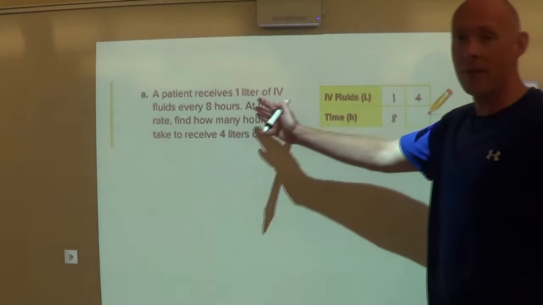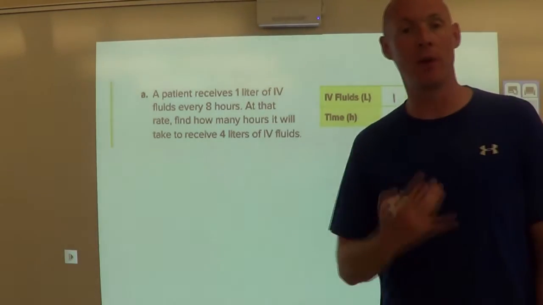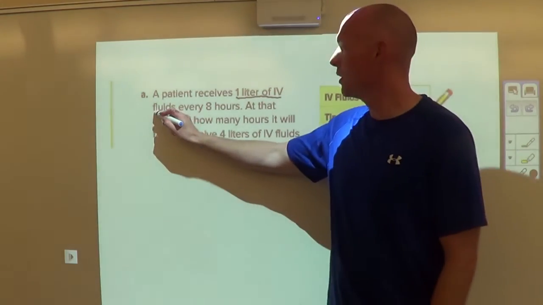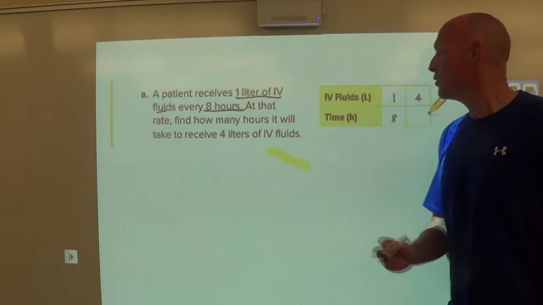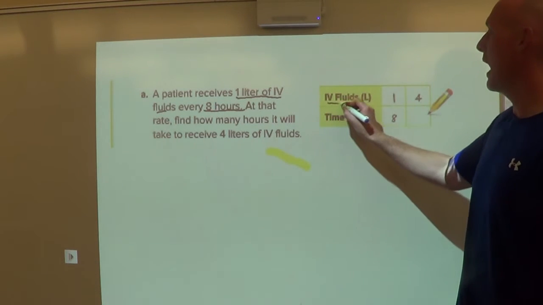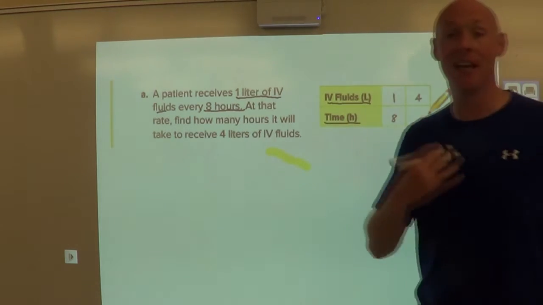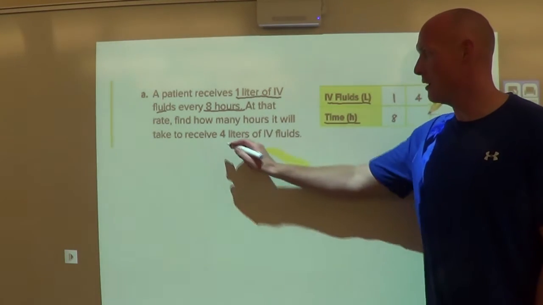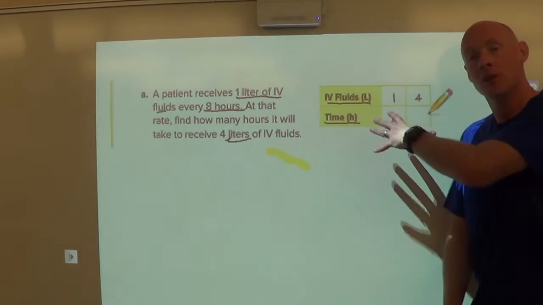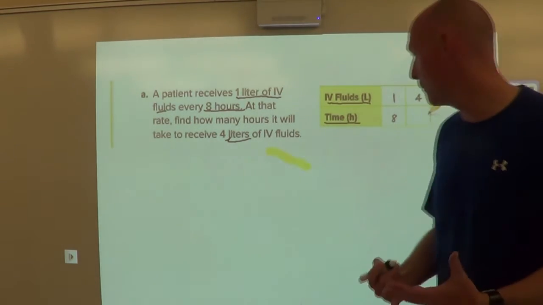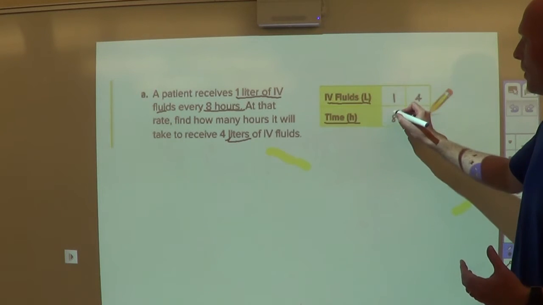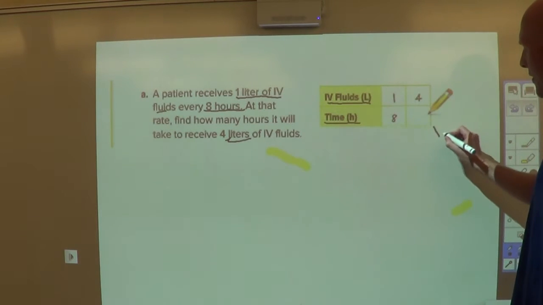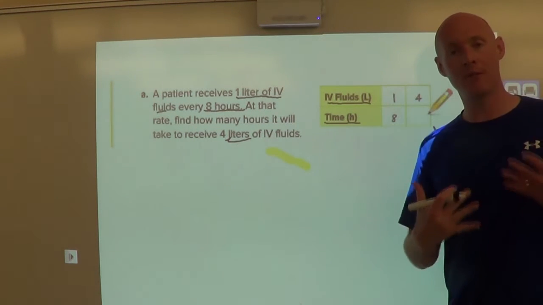Okay, so here we have a word problem that we're going to have to find equivalent ratios for. A patient receives 1 liter of IV fluids for every 8 hours. So right away we know our two words are going to be IV fluids and time. In this case it's hours. At that rate, find how many hours it will take to receive 4 liters of IV fluids. So in this case here, the table is already set up for us. IV fluids liters, we know it's going to be 1 liter in 8 hours. And that empty box right there, that's sort of our question mark. That's what we have to fill in.